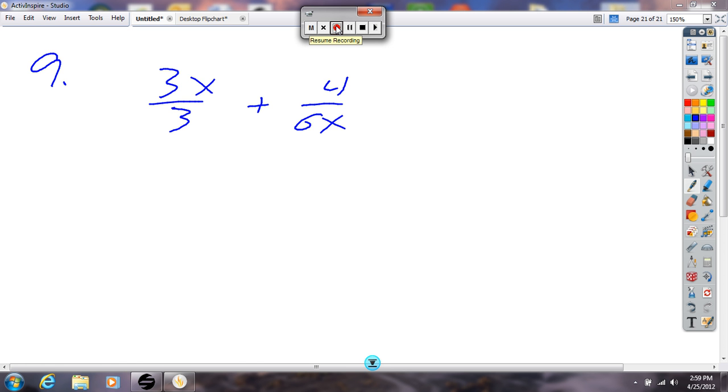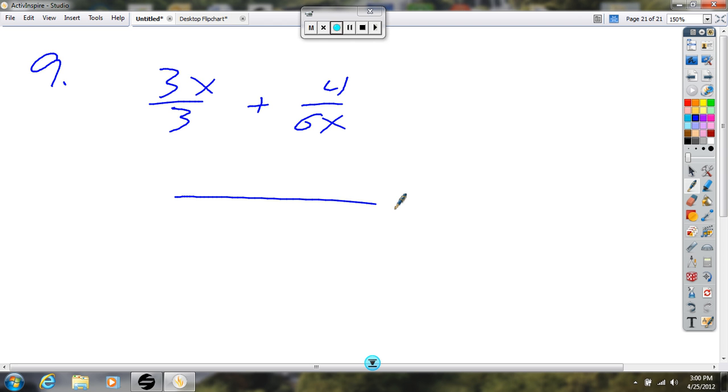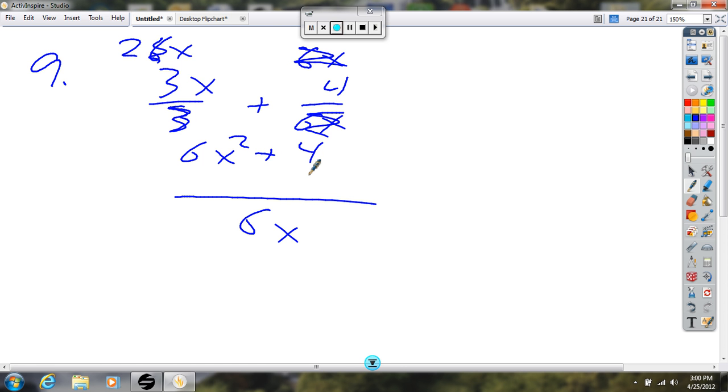Okay, number 9. What are we going to do first? What's my common denominator? 18x? Not a chance. 6x. What's my biggest one? 6. Is 3 already in 6? Yes, so I don't need anything else. What's my common denominator between 3 and 6? 6, and I need an x. This is my common denominator. Put the 6x up here. The 6x's cancel. 3 goes into 6 twice. 3 times 2 is 6x squared plus 4.